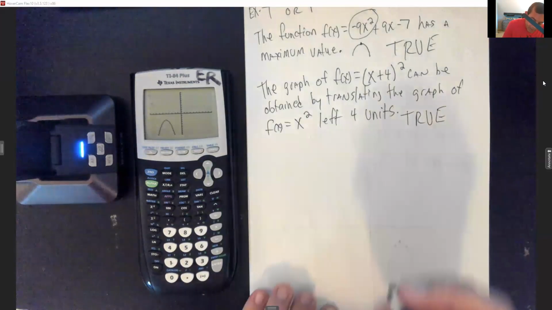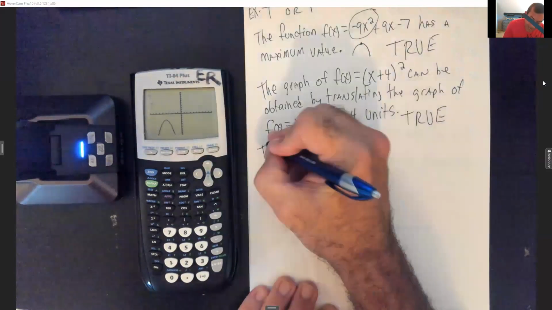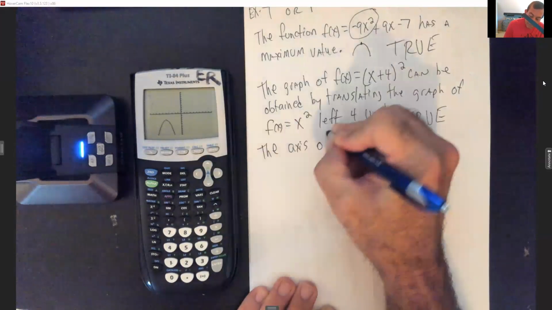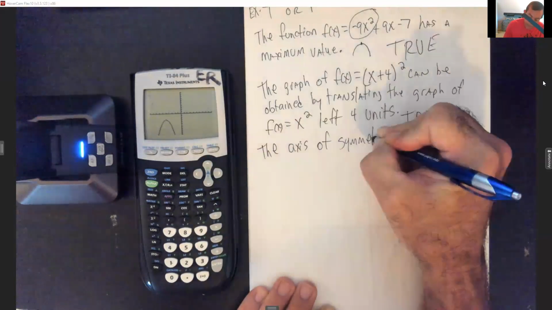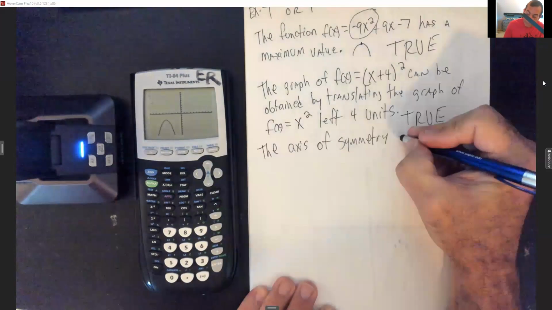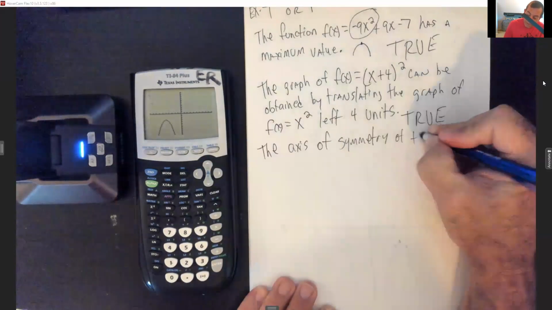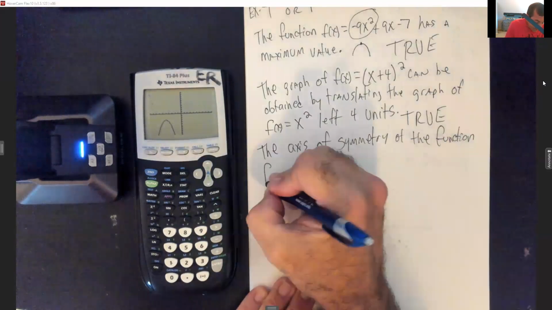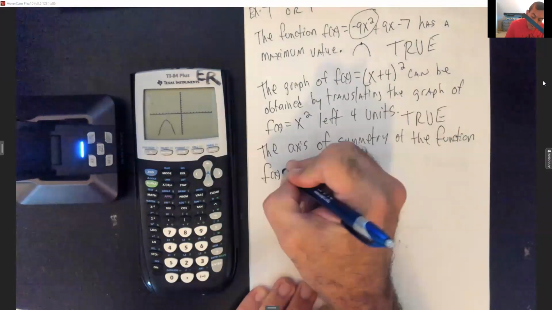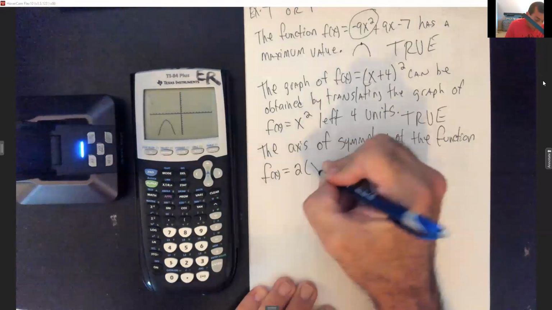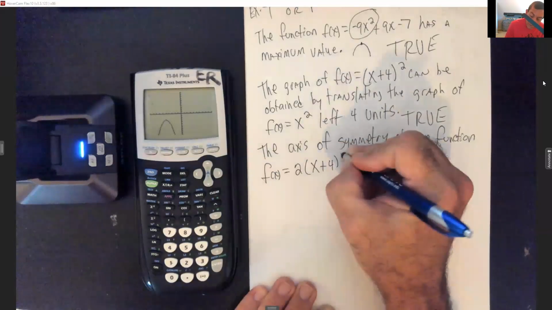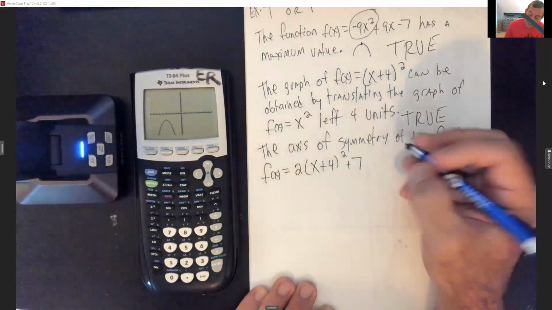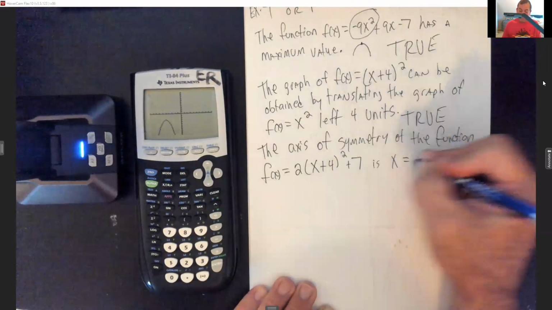All right, so how about this one? The axis of symmetry of the function f of x equals 2 times x plus 4 squared plus 7 is x equals 4.